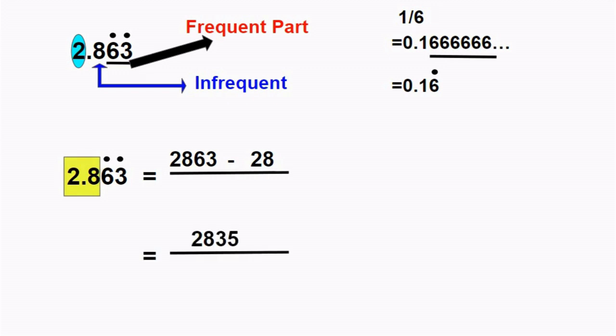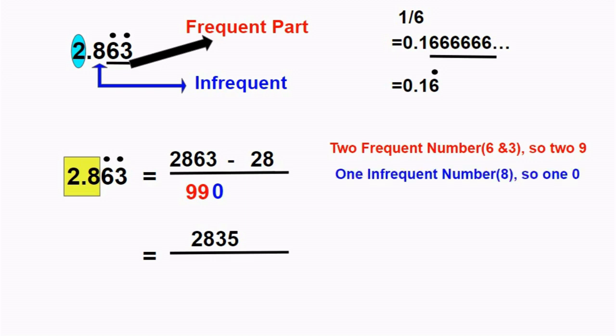And in the lower part, we will write 2 nines because there are two frequent numbers 6 and 3. And we will also have to write 1 0 because there is only one infrequent number. And if there is no infrequent number, we will not write any 0. So, finally the fraction of 2.863 is 2835 divided by 990.